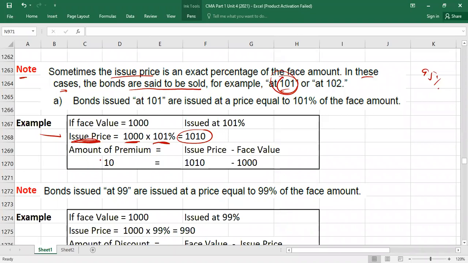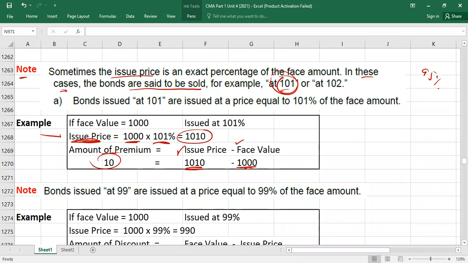Now you want to calculate the premium. How will you calculate the amount of premium? You will take issue price minus face value. Issue price is 1010. Face value is 1000. The difference will be the premium. It could be the other way around. It could be discount also.